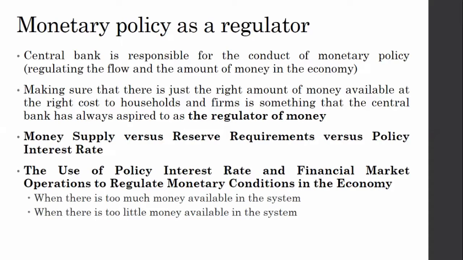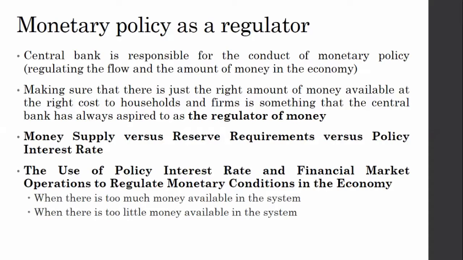Simply, the right amount of money available means the money supply. At the right cost means the interest rate. So conducting monetary policy, or the regulatory function of the central bank, means they have to ensure the right amount of money supply is available at the right interest rate. So they have to control the money supply and the interest rate as the regulator of the money. So how do they control this money supply and the interest rate?